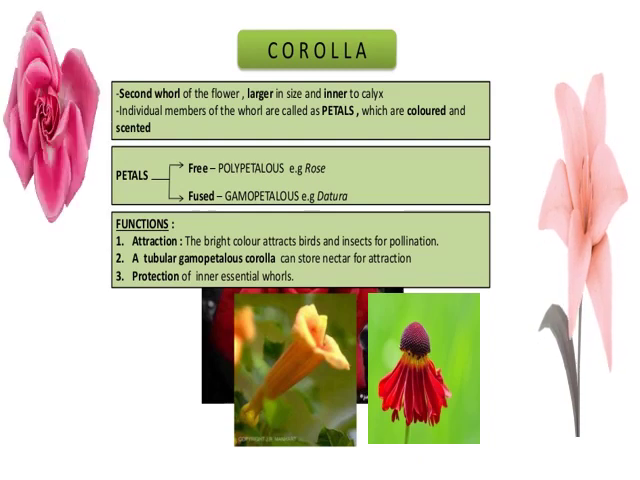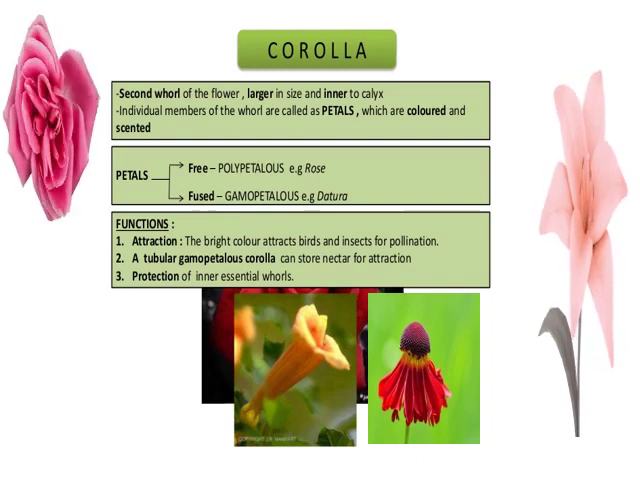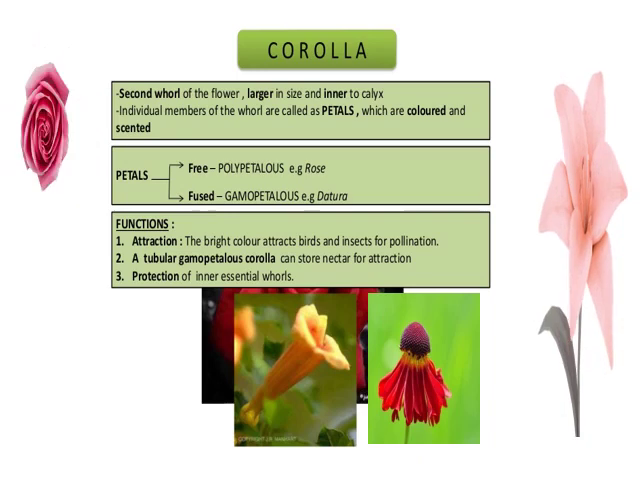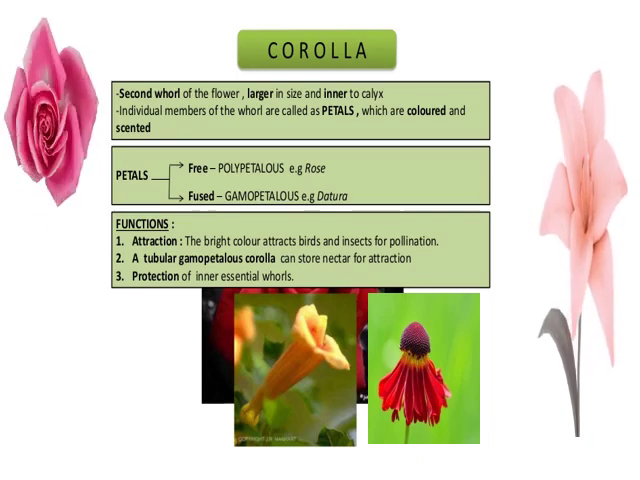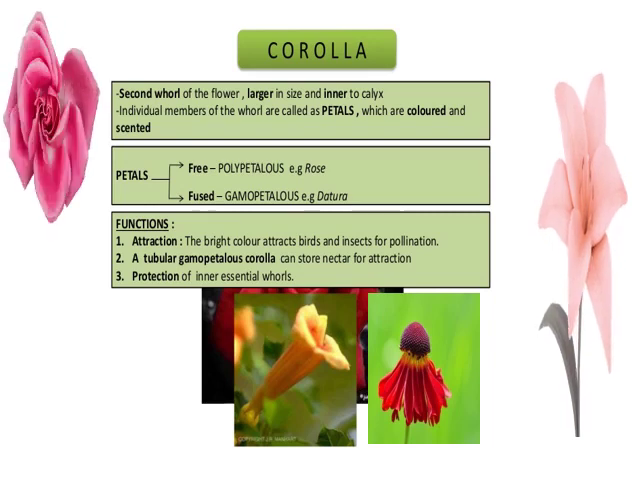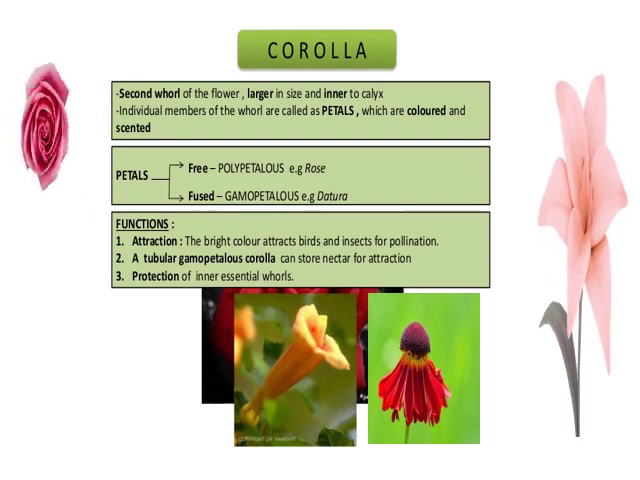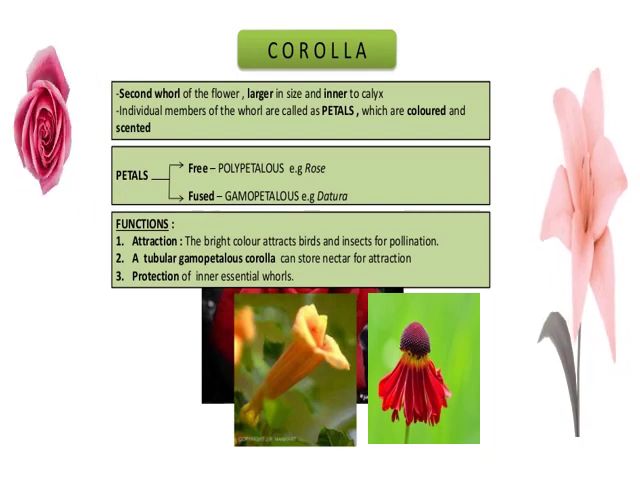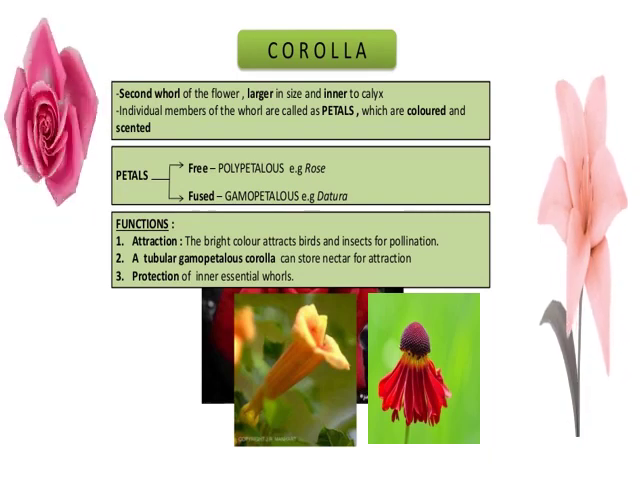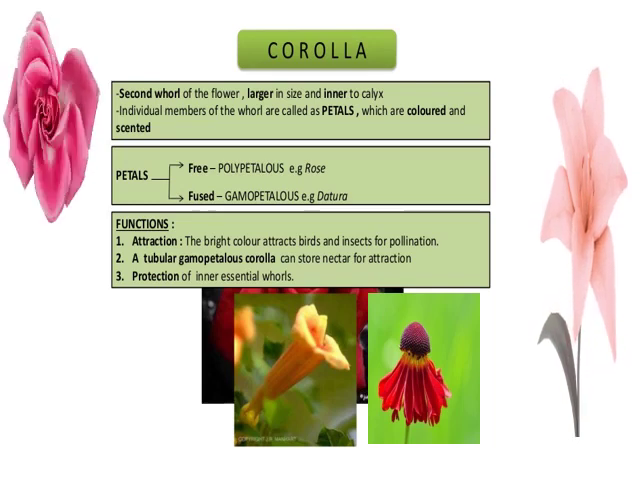The functions of petals are, first of all, attraction. These bright colors attract birds and insects for pollination. A tubular gamopetalous corolla can store nectar for attraction, and the petals provide protection to the inner essential whorls related to the reproductive part of the flower.